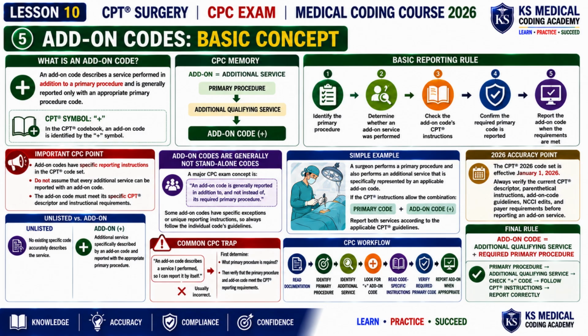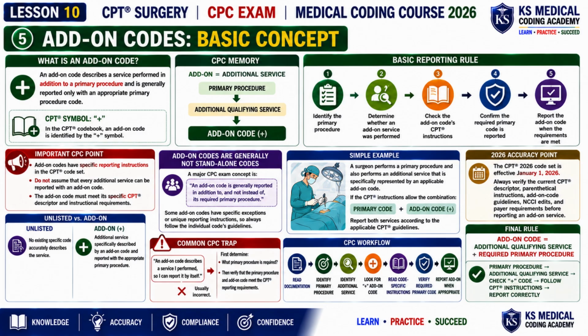Here's the common CPC trap. "The add-on code describes a service I performed, so I can report it by itself." Usually, that's incorrect. You must first determine which primary procedure is required and verify that the combination meets the CPT reporting instructions. Also remember the difference between unlisted and add-on codes. Unlisted equals no specific code accurately describes the service. Add-on equals additional service specifically described by an add-on code. For 2026, always verify the current CPT code descriptor, parenthetical instructions, add-on guidelines, NCCI edits, and payer requirements.